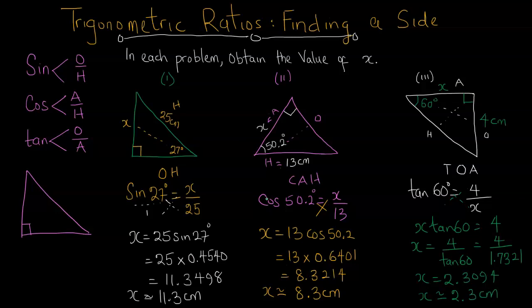So this is how to obtain the missing side of a right triangle using the three trigonometric functions.